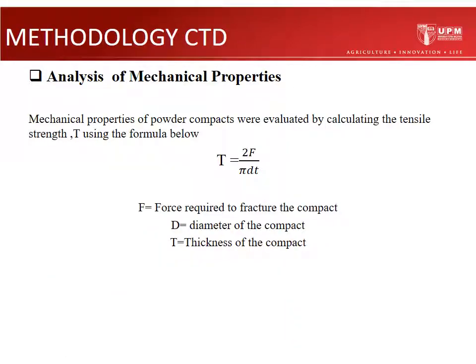For the analysis of mechanical properties for the tablet forms, mechanical properties of powder compacts, which are tablets, were evaluated by calculating the tensile strength T using the formula below. F stands for force required to fracture the compacts, D stands for diameter of the compacts, and T stands for thickness of the compact.